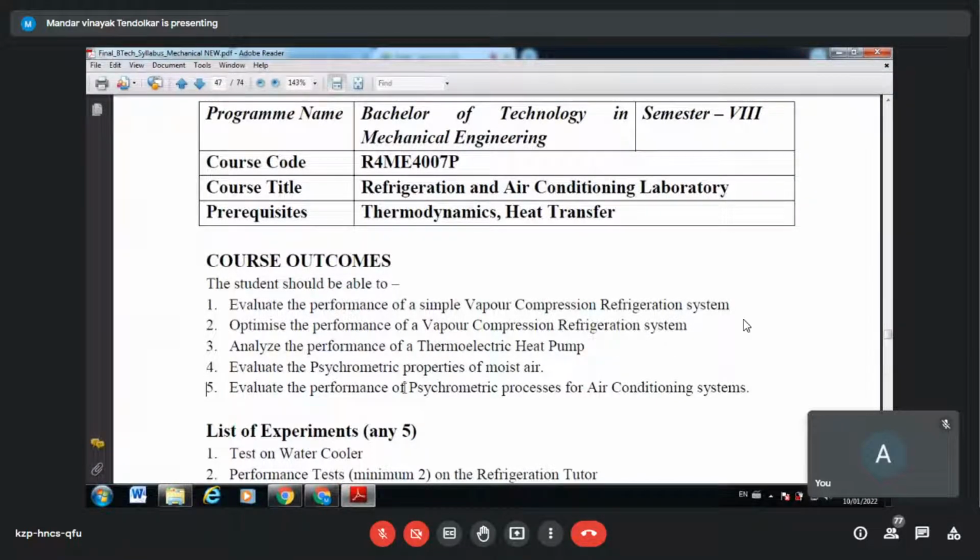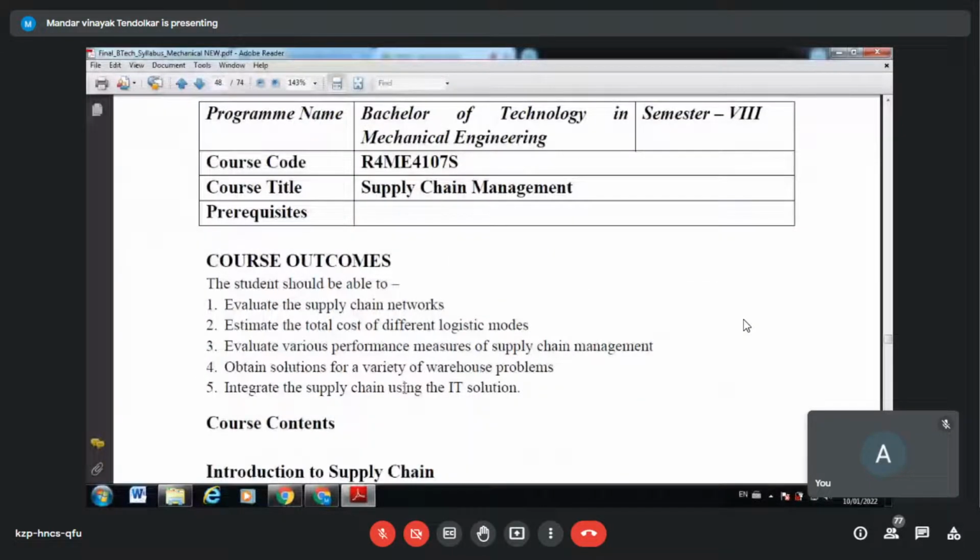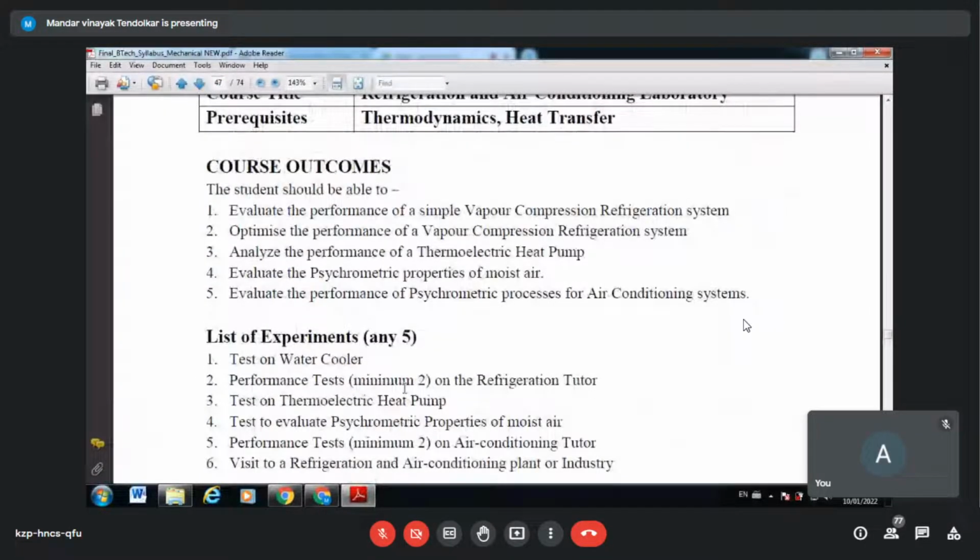Okay. So accordingly, the list of experiments is set. Test on water cooler. So this is like calculation of COP, will not change anything. Then performance test. This is parametric optimization. Then that one is gone; in its place, vapor absorption. Then the psychometric properties, that is by using the basic equations and the chart verification. And then performance test.